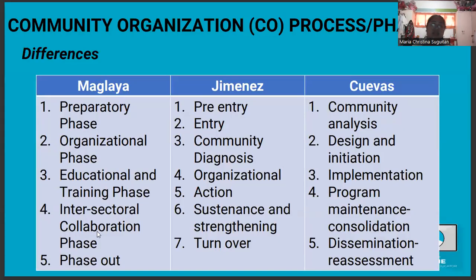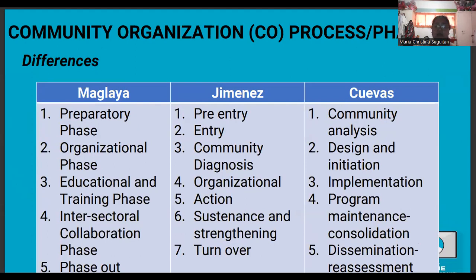So we have different processes or phases actually. Pero all of them have the same meaning or definition of their own processes. Pero ang sinusundan po kasi natin is Maglaya, but they are all Filipinos. Sila po ang mismo nagsulat sa CHN book. Pero si Maglaya po kasi ang sinusunod natin. Sometimes lumalabas ang mga ibang author sa Cuevas. Pero most of the time, sa Maglaya.